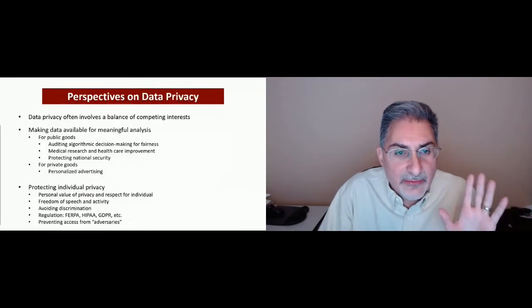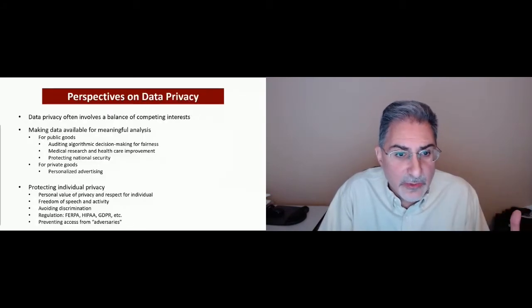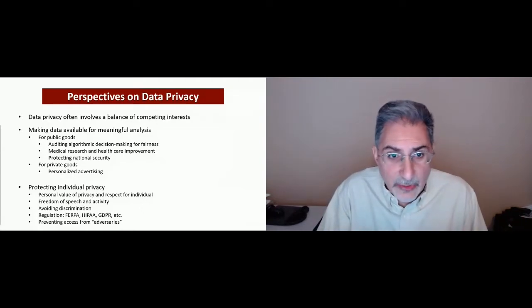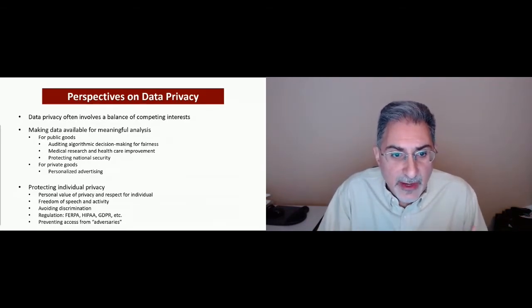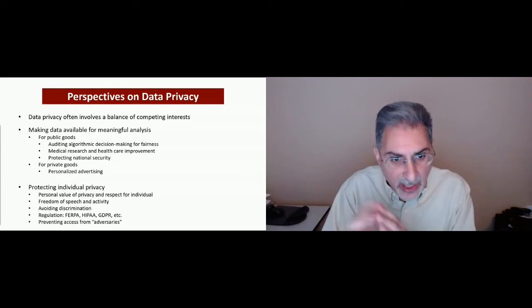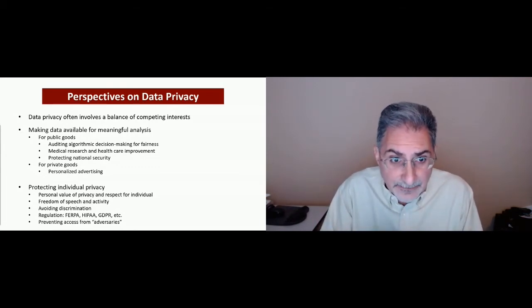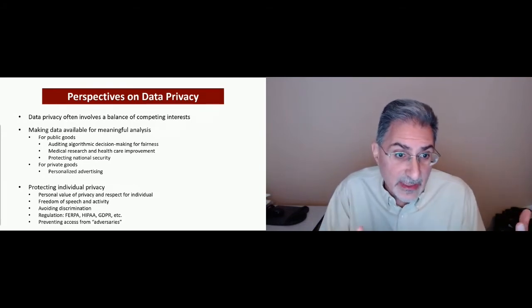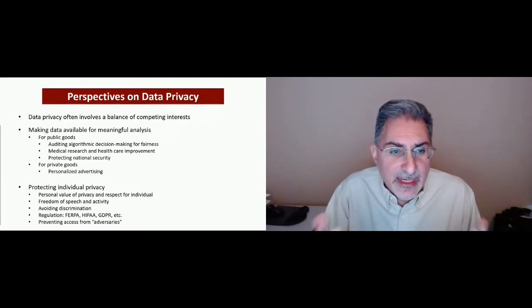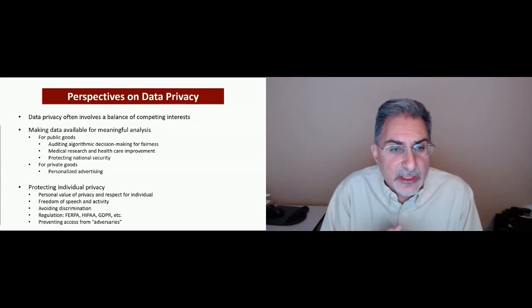You want to make data available for meaningful analysis because sometimes there's public goods we care about, like being able to audit an algorithm or an algorithmic decision-making process to determine if it's fair. To do that, you need access to real data to determine how it's fair or unfair for different groups of people. Or in medical research to improve health outcomes, if we want to do data mining or machine learning on health records, we need access to those health records. And this kind of comes up over and over in the public good space. It's also been used to extreme effect for private goods, such as personalized advertising on the internet. But when we think about protecting individual privacy, the real notion of privacy stems, philosophically, from the notion of respect for the individual.